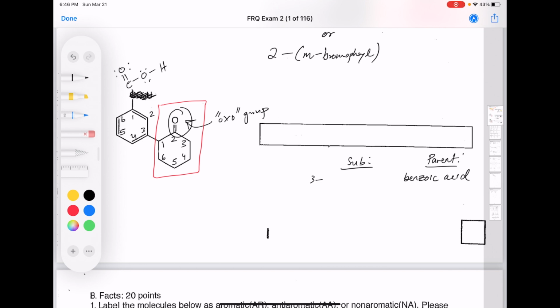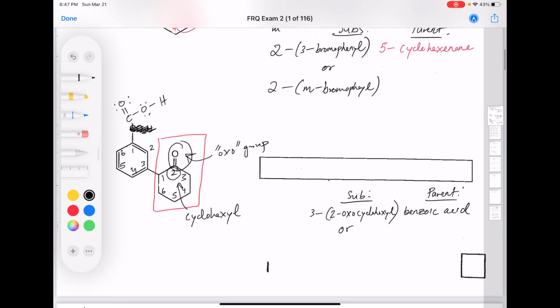Now let's get into the specifics of this complex substituent. Since this is not the parent chain, we can refer to this ring as a cyclohexyl substituent. But since there is an oxo group at carbon number 2, we have to also specify that, and we can do so by saying 2-oxo-cyclohexyl. Now that we have the substituent down, there's one more thing I forgot.